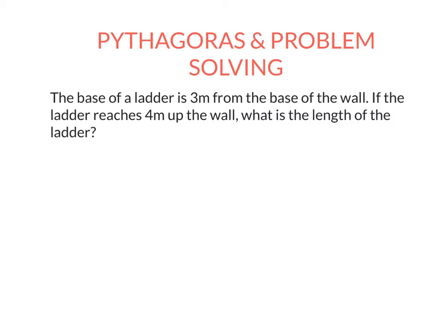Whenever you're given a worded question involving Pythagoras or finding a length, if you're not given a diagram, draw one. Let's draw one. What we have is 3 meters away from a wall is the base of a ladder. So this is where the ladder is. The wall is, of course, perpendicular to the ground, always is. That forms a right angle. And I'm told that the ladder reaches 4 meters up the wall. So the ladder reaches up here. So what's the length of the ladder?